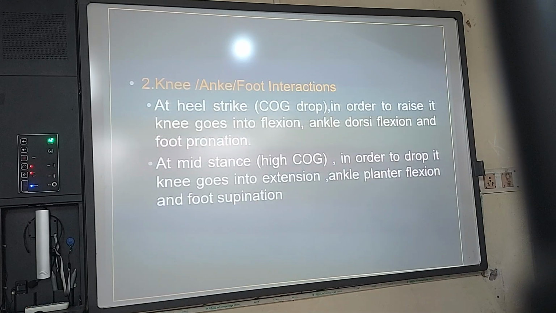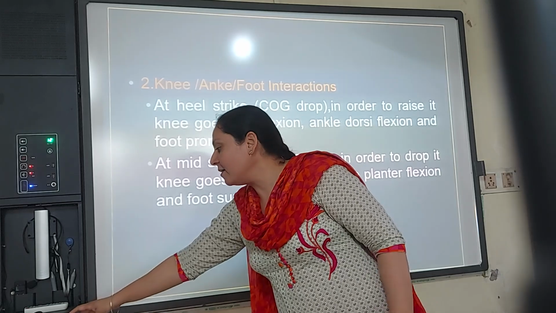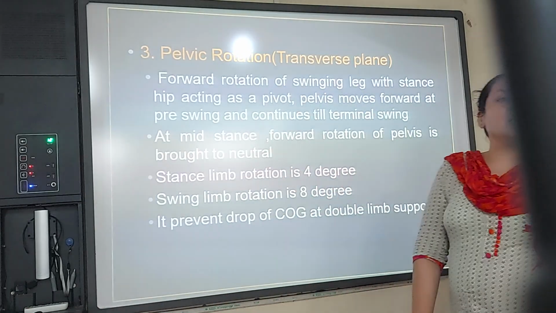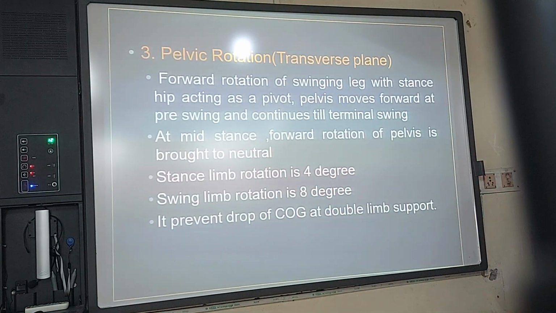Fine. Now in this plane, there is something called pelvic rotation. We analyze this in the transverse plane. There is some kind of movement. In the frontal plane we have seen that there is a pelvic drop, and how this drop takes place. Now there is a kind of rotation also happening. How is this rotation possible?